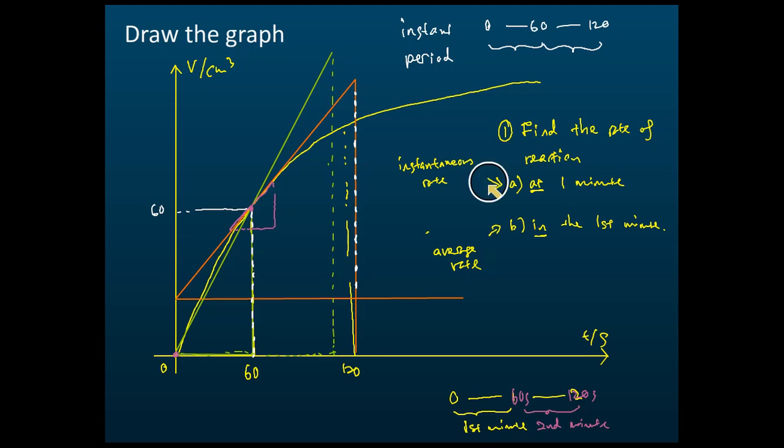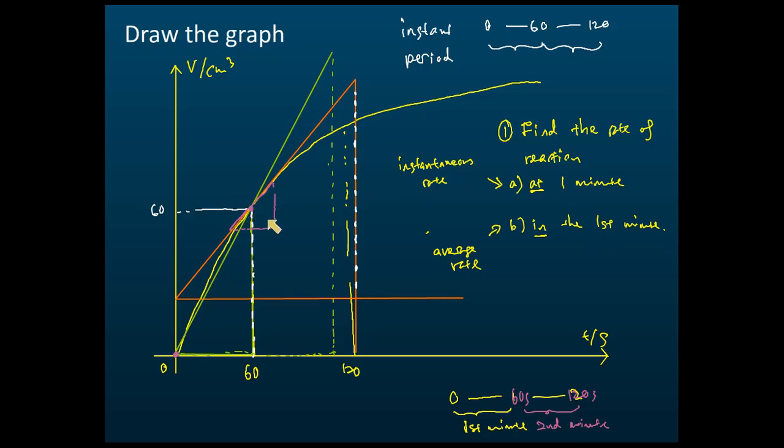Instantaneous rate and average rate. Average rate, we have 2 points: where you begin and at which point you end. For first minute, we start from 0 and end at 60. So we draw the line joining these 2 points. That's for average rate for the period. Instantaneous rate, we only have 1 point because we only have 1 instant. 1 instant. So then you draw the tangent.